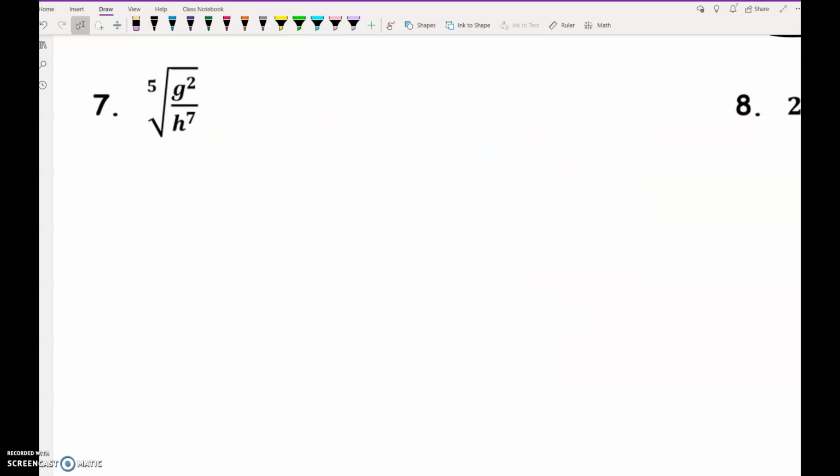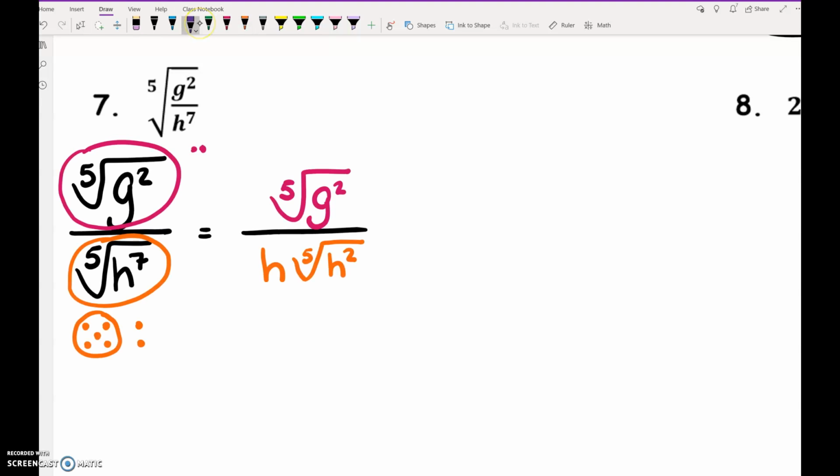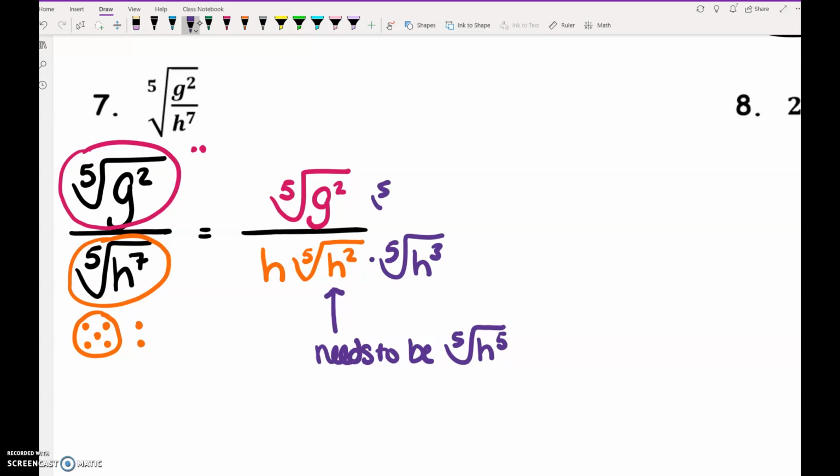Try number 7 on your own. Pause the video. Once you get it to this point, this needs to be the 5th root of h to the 5th. Has to be to the 5th this time because it's a 5th root. We currently have h squared. How many more do we need to get to 5? 3 more, so we multiply by the 5th root of h to the 3rd.